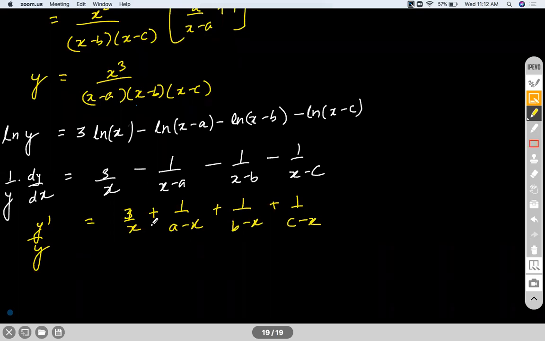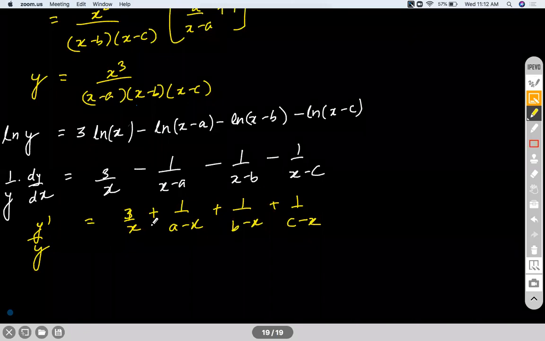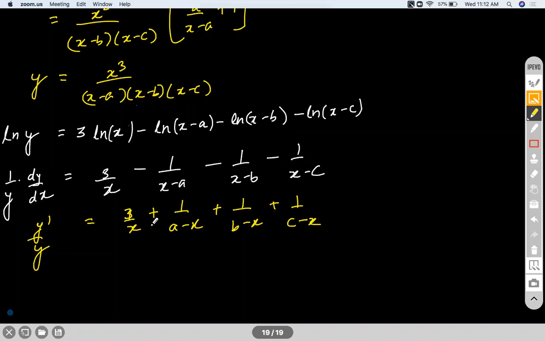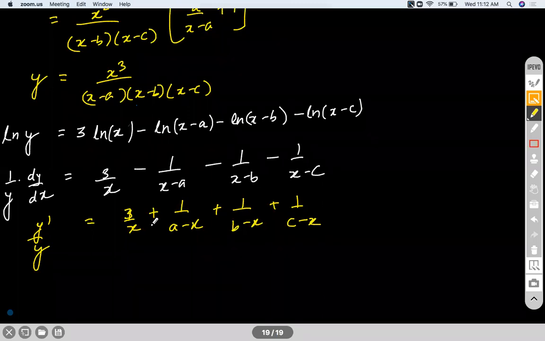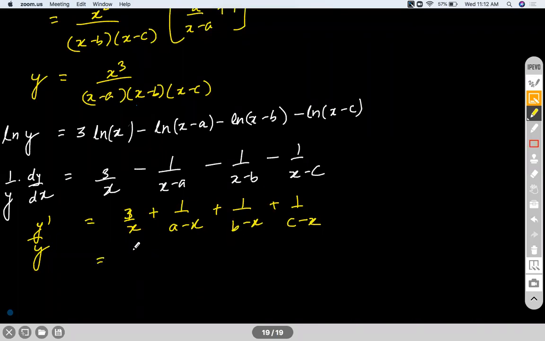Yes, sir, you got it. B by x into b minus x plus c by x into c minus x. 1 by x. You got it? So basically, sir, you have to distribute 1 by x to each one of them? Yes, sir.